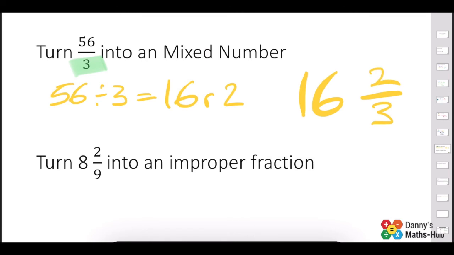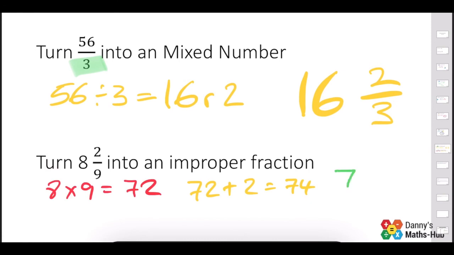Turn 8 and 2/9 into an improper fraction. We do 8 times 9, which is 72. We then take our 72 and add on the current numerator, which is 2, giving 74. This tells us we have 74/9.